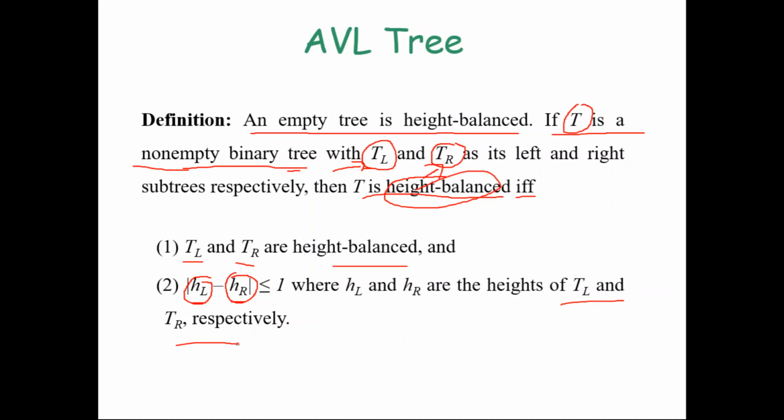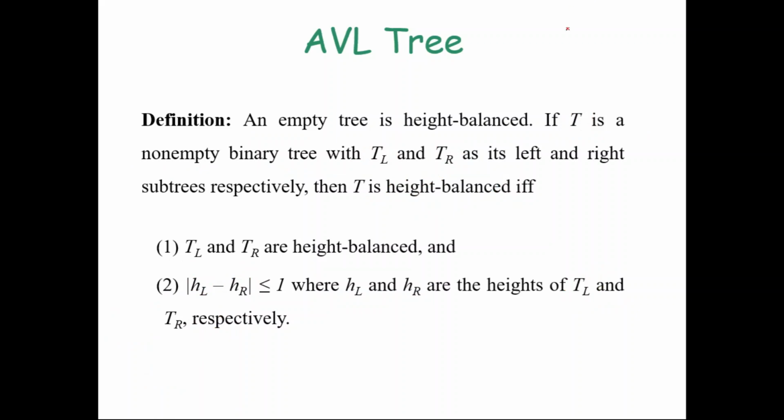So HL is the height of the left subtree, which is TL, and HR is the height of the right subtree, which is TR. Then perform HL minus HR and ignore the sign of that, and if that value is less than or equal to 1, then that tree is said to be a height balanced tree.